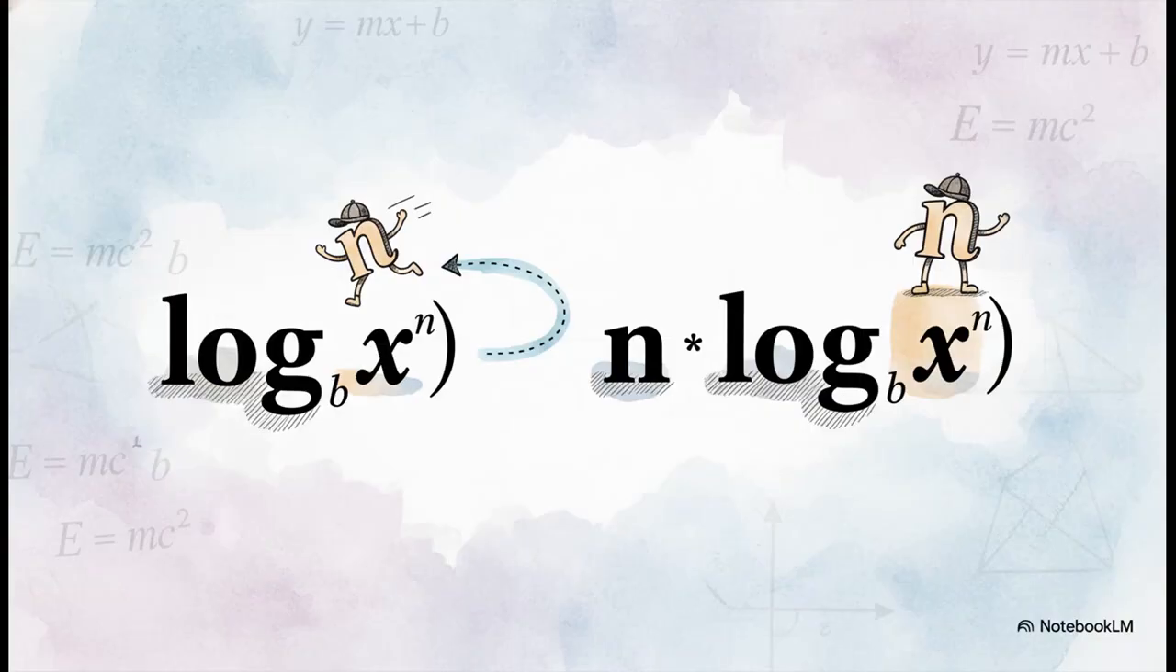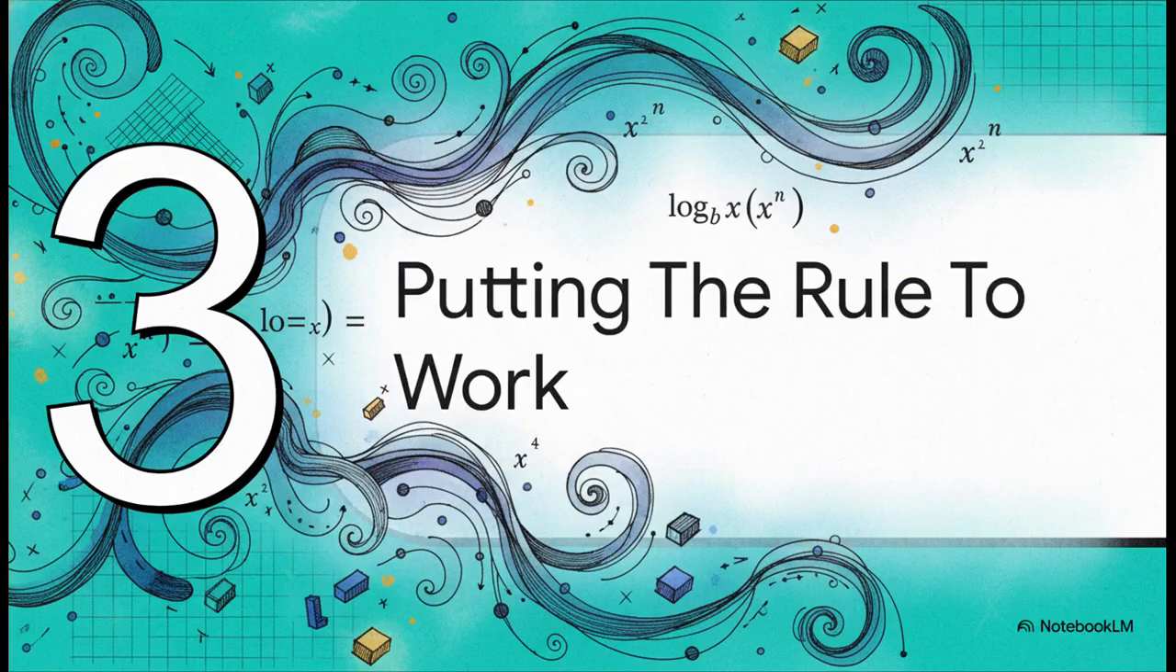But honestly, the easiest way to remember this is with this little visual trick. Just imagine that the exponent, that little n, literally hops over the log and lands right out in front. It's a simple little mental picture, but it perfectly describes this super powerful transformation. All right, enough with the theory. The absolute best way to understand a math rule is to see it in action. So let's get our hands dirty and put this rule to work.